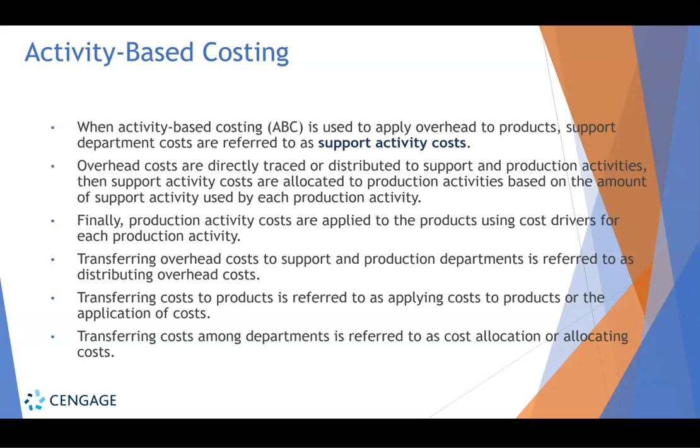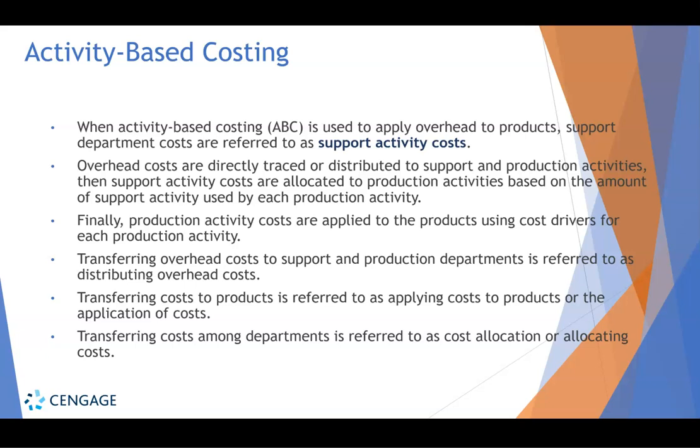When we use activity-based costing to apply overhead to products, we call those support department costs support activity costs. Those overhead costs are directly traced or distributed to support and production activities, and then the support activity costs are allocated to the various production activities based on the amount of activity used by each of the production departments. Finally, production activity costs are applied to the products using cost drivers for each production activity.